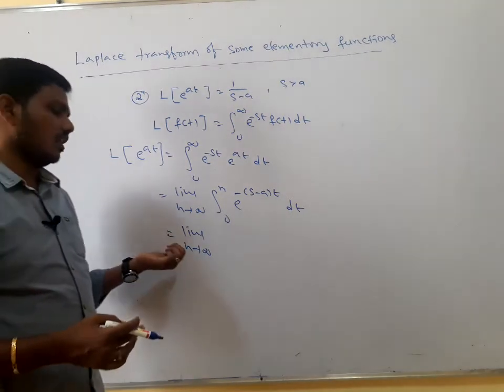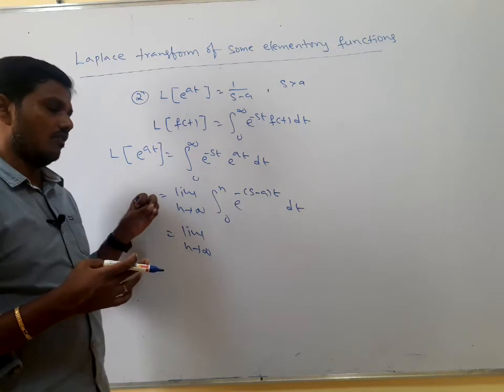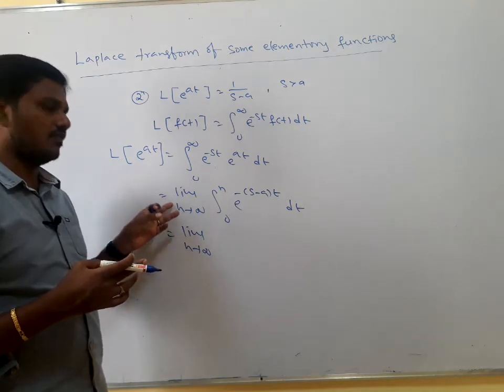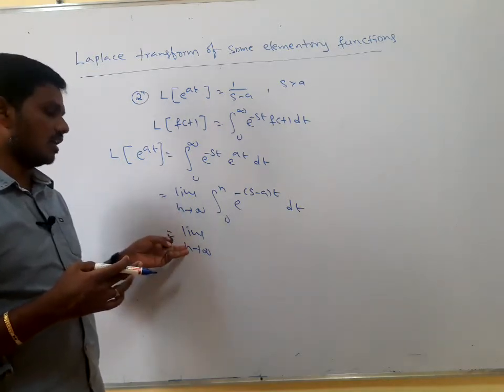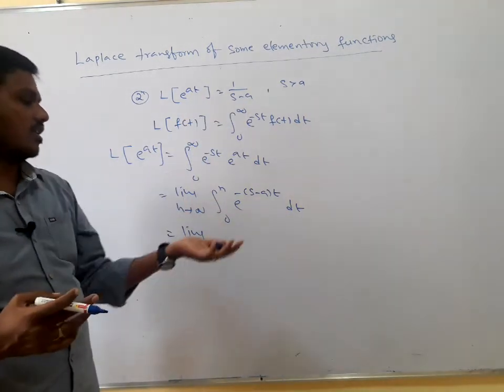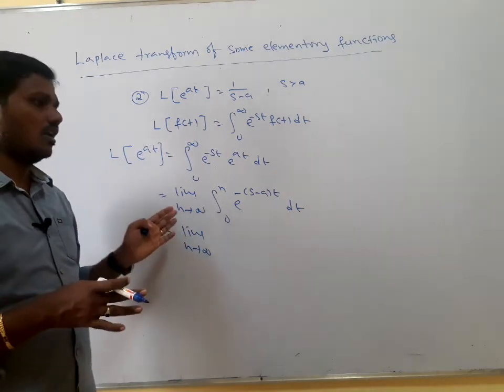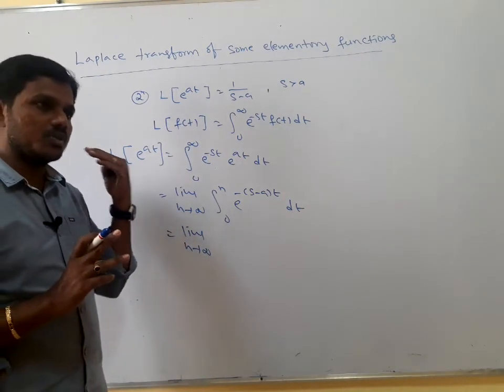There is no need to write this everywhere. In the evaluation process we cannot substitute infinity directly, so that is why I am writing it here. If you go for the next Laplace transform of another function, I may not write limit as n tending to infinity; it automatically follows that infinity cannot be substituted directly.